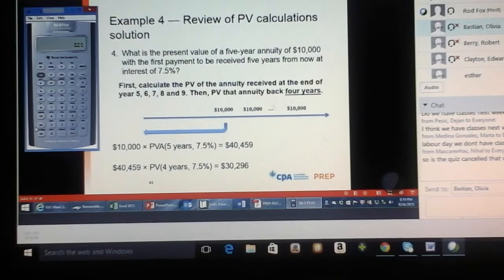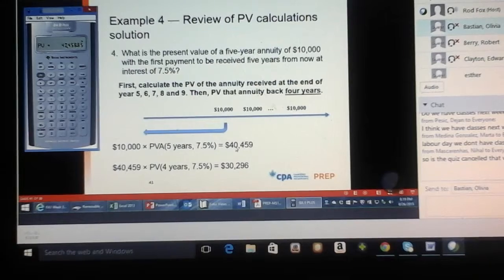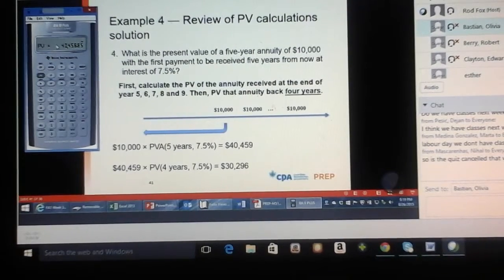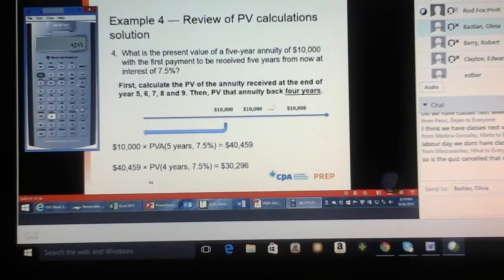So I've got the 10,000 minus payment for 5 years at 7.5 IY with the 0 future value. So I'm going to compute the present value for 5 years from now. So that's the 40458.85. And now I'm going to take that amount and I'm going to plug that in as my future value.